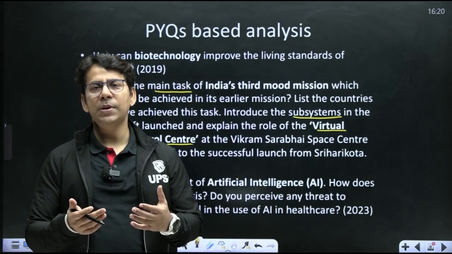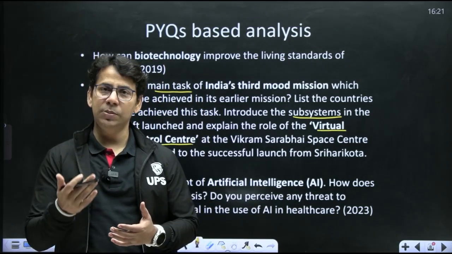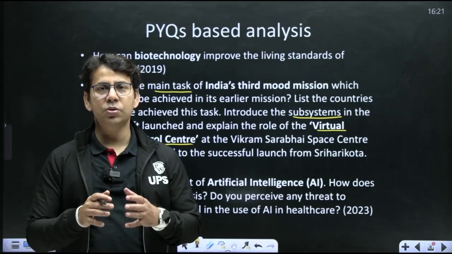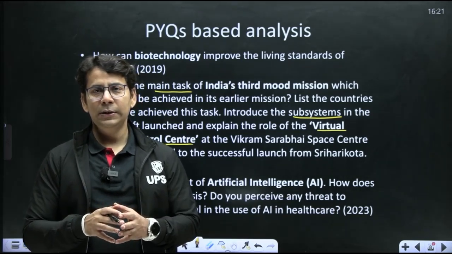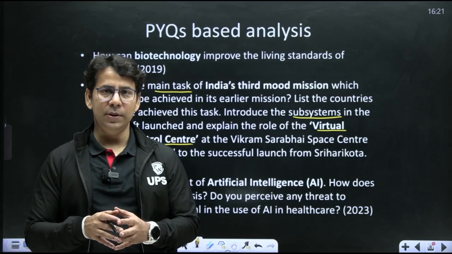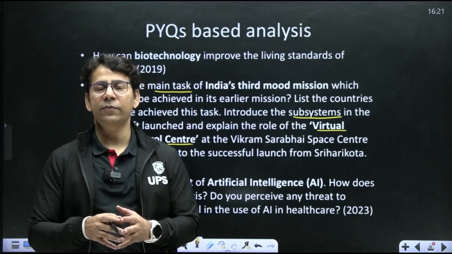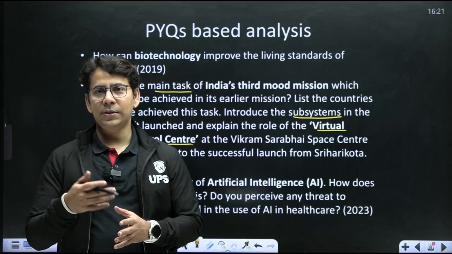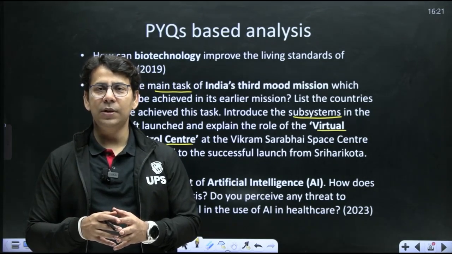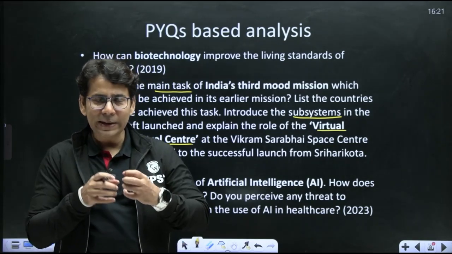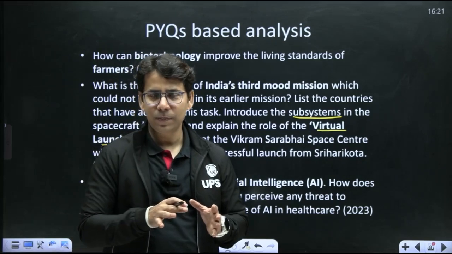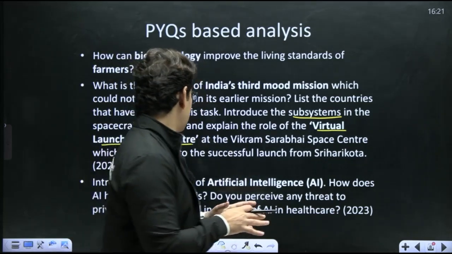So be sure, if something is a remarkable achievement, like recently this Chandrayaan-3 was remarkable. Recently this display of the air defense system of India in that scuffle with Pakistan which happened, that was remarkable. So they can get into the technical detail of it also. So be prepared for that too, right?